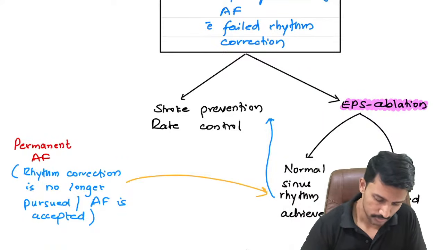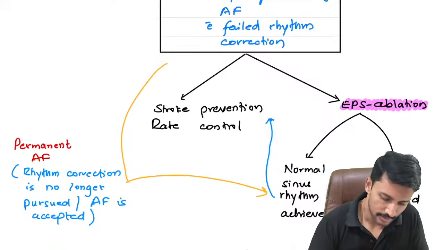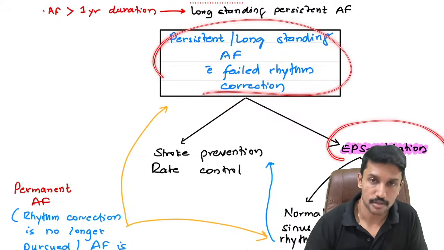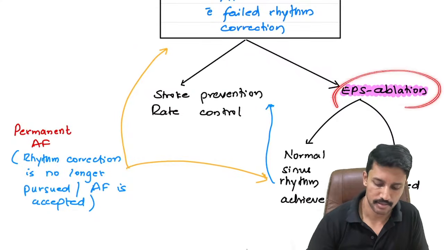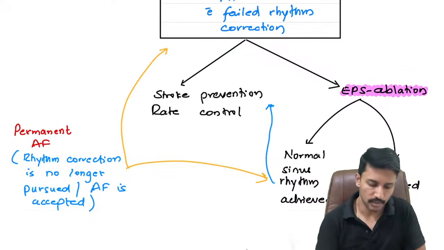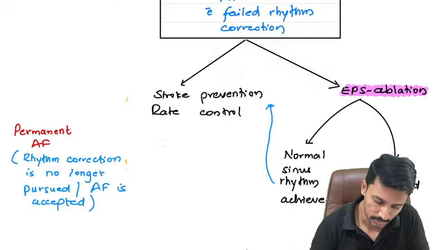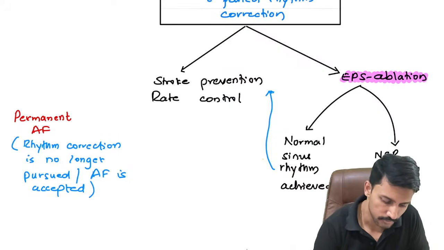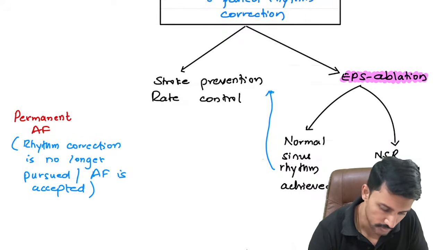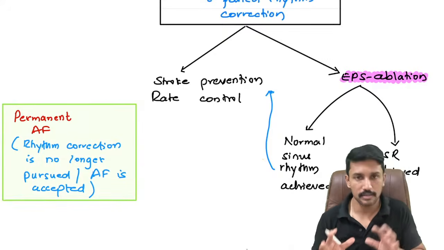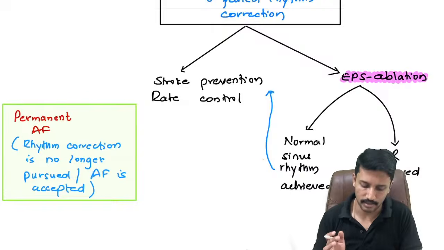So this is permanent AF, where we are giving up, and this is also permanent AF, where we are giving up if the patient is not going for the EPS and ablation, right? Clear? So what is permanent AF? Permanent AF is where patient has given up, or doctor has given up, or mutually we have given up, that we cannot convert it to sinus. We will not chase it anymore. We will just try to manage the complication, that is stroke prevention and rate control.